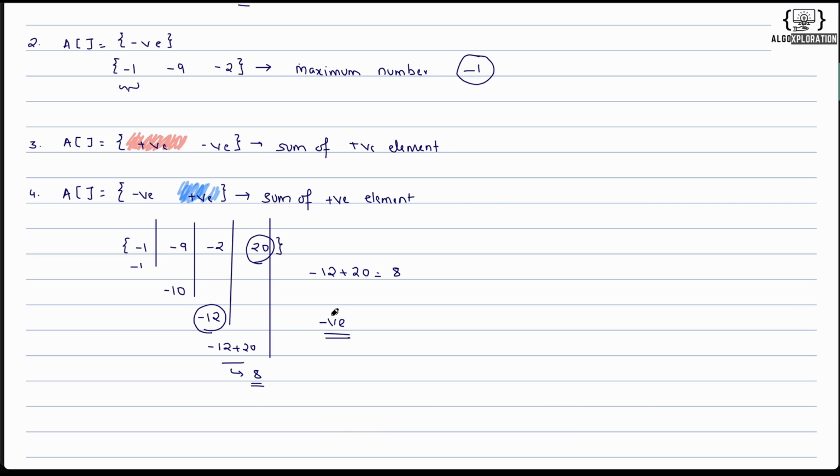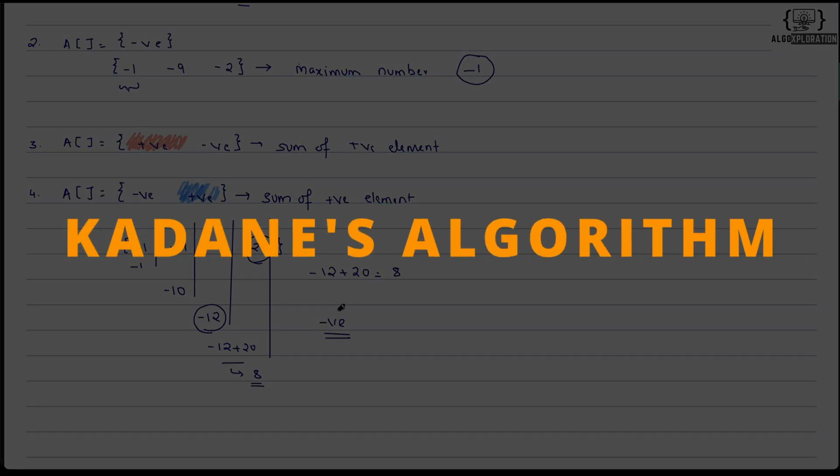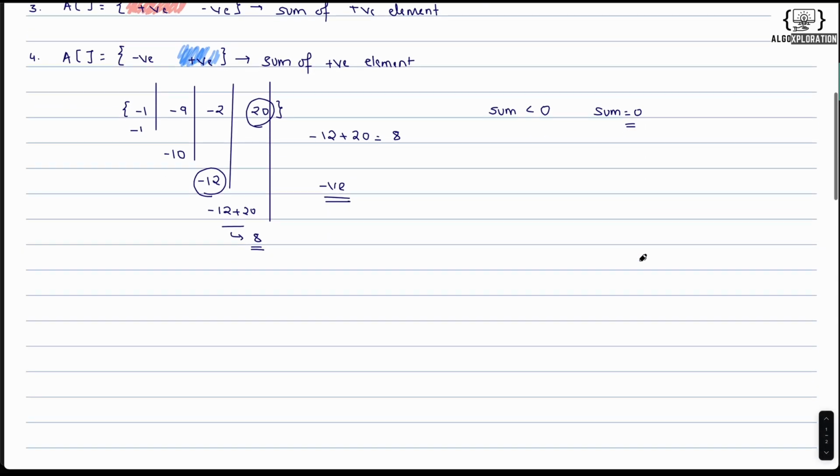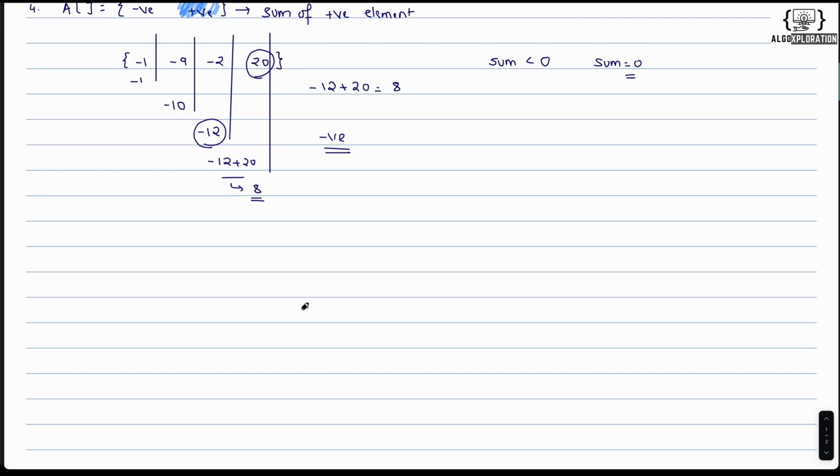Okay, so this is what Kadane's algorithm says. After calculating the sum, if we find that this sum is less than 0, that is negative, then we will simply not carry forward that sum. We will simply reassign the sum to 0 again. Okay, if you don't get it, don't worry, I'll be explaining with the help of an example.